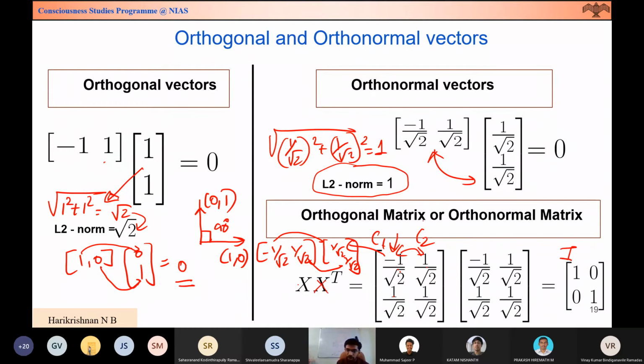So for an orthogonal or orthonormal matrix A, its inverse is equal to its transpose. This is only true for an orthogonal matrix. Okay, orthogonal or orthonormal matrix. So these will be useful in our coming slides.